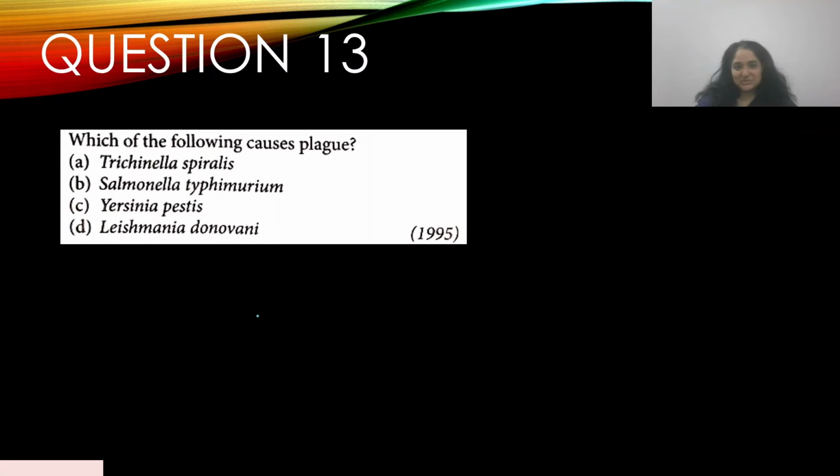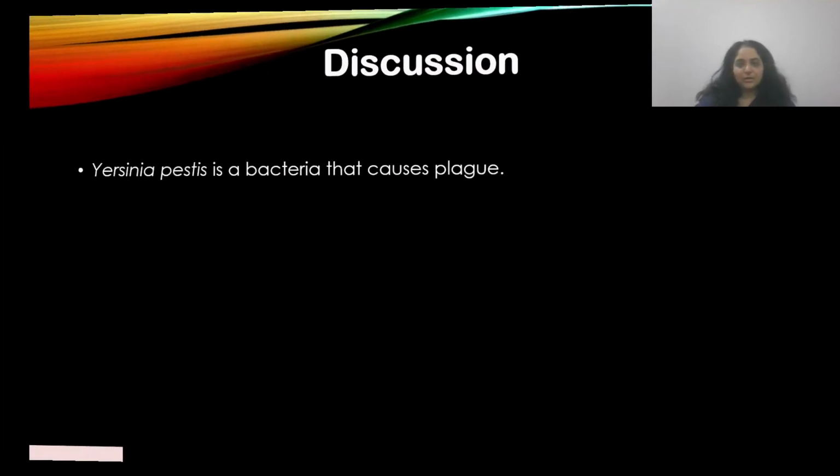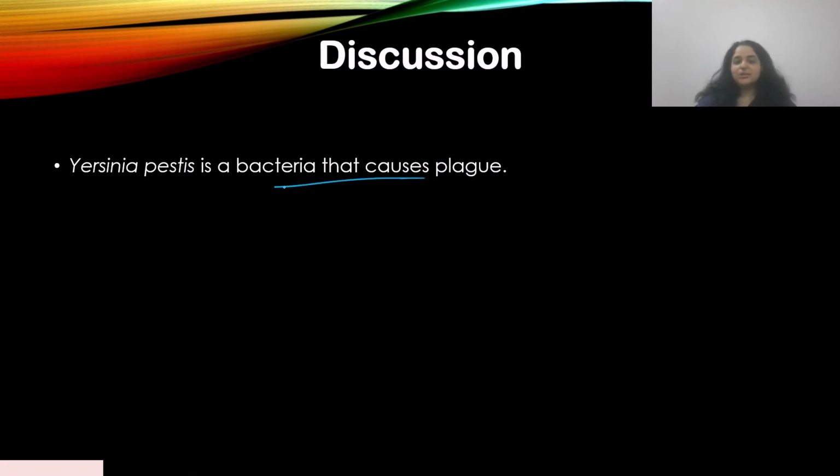Okay, so question number 13. Which of the following causes plague? Okay, and so we are in 95. You already saw this in the previous questions. So let's go through the options here. A, Trichinella spiralis; B, Salmonella typhimurium; C, Yersinia pestis. Yes, that's actually correct. D, Leishmania, no, that's incorrect. So Yersinia pestis is what causes plague. Right, so it's a bacteria that causes plague.